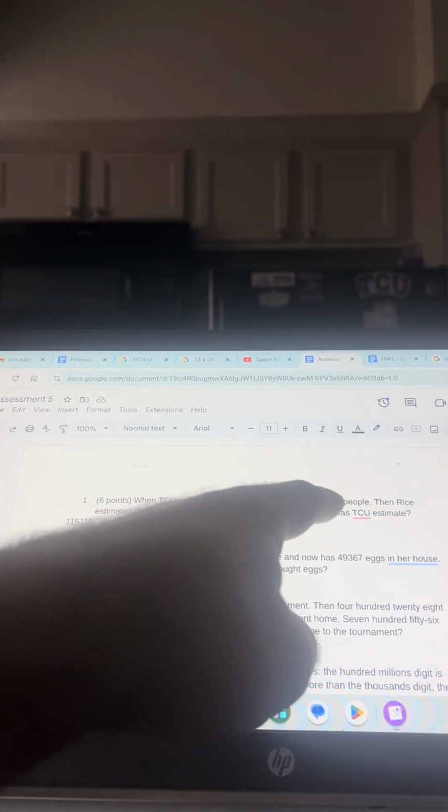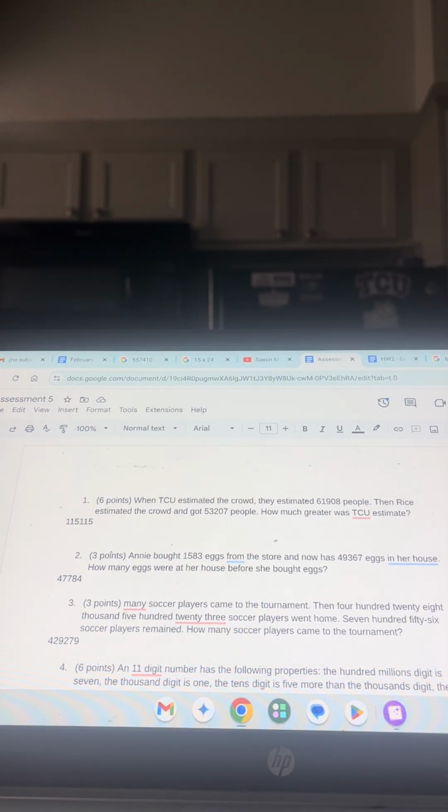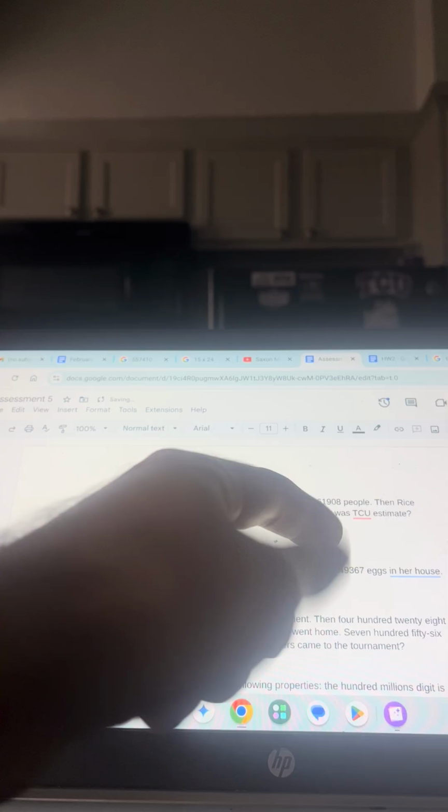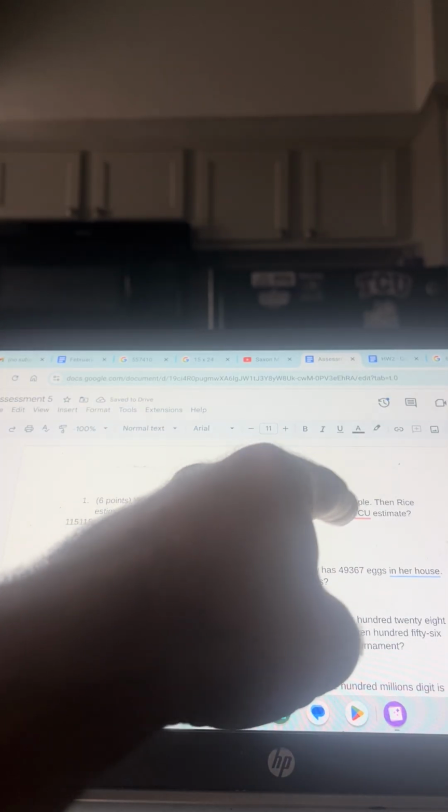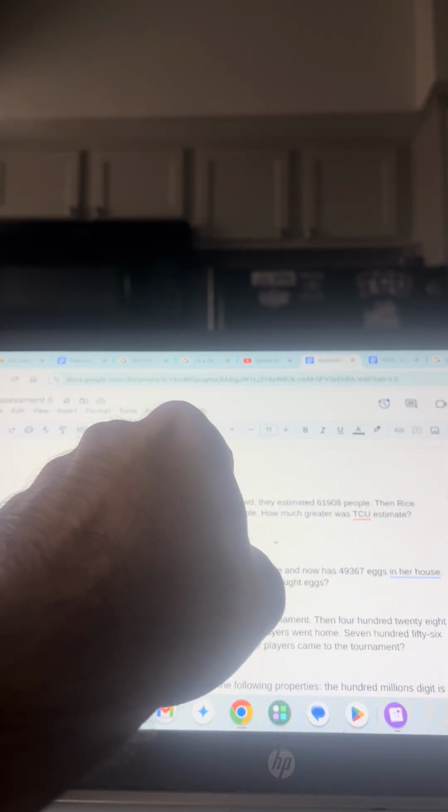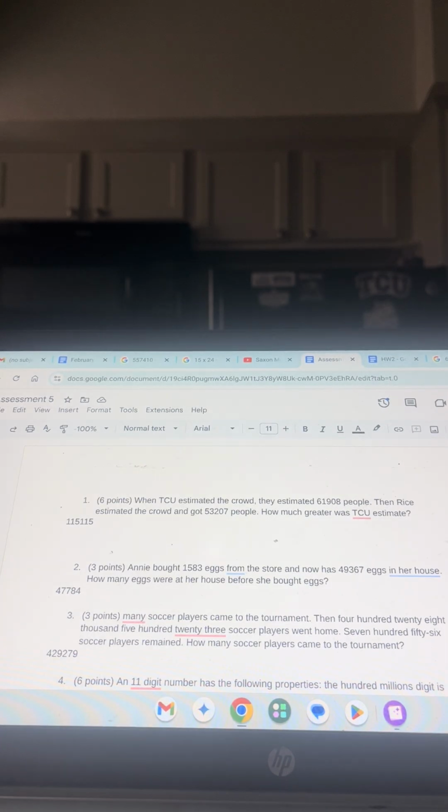Because it looks like you added these two numbers, which is not what you were supposed to do. It's not asking for the total anywhere. It's asking you how much bigger this number is than this number, which means you're supposed to do this number minus this number to figure out how much bigger 61,908 is than 53,207. So no points for that one because you weren't supposed to add the numbers. It's not asking you for the total anywhere. It's asking you how much bigger this number is than this number, which indicates subtraction. So this one you get 0 points for.